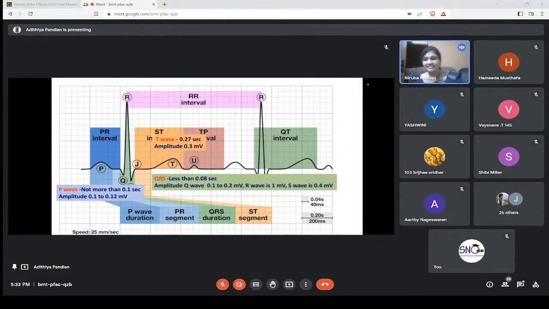How many large boxes are there? You're not able to see. No answers at all. How many large? It's approximately 3.3 to 4 large boxes.